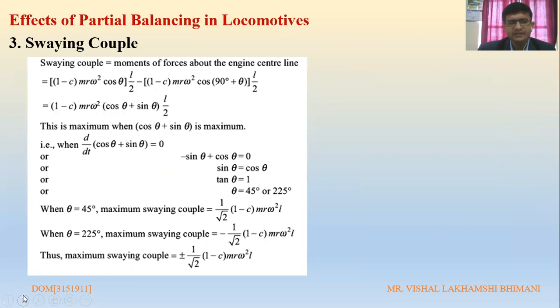When theta is equal to 45 degrees, the maximum swaying couple is equal to 1 by root 2 (1 - c) m r omega square L. And when we consider theta equal to 225 degrees, the maximum swaying couple is equal to minus 1 by root 2 (1 - c) m r omega square L. Thus the maximum swaying couple is plus or minus 1 by root 2 (1 - c) m r omega square L. So the swaying couple is the moment of forces about the engine center line.